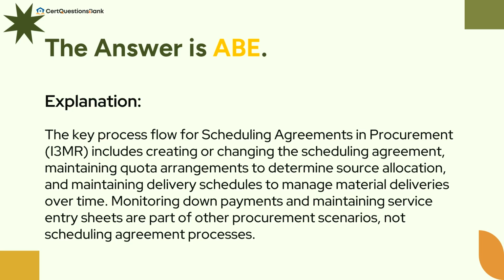The answer is A, B and E. The key process flow for scheduling agreements in procurement, I3MR, includes creating or changing the scheduling agreement, maintaining quota arrangements to determine source allocation, and maintaining delivery schedules to manage material deliveries over time. Monitoring down payments and maintaining service entry sheets are part of other procurement scenarios, not scheduling agreement processes.